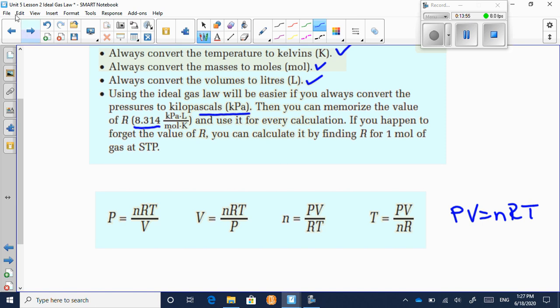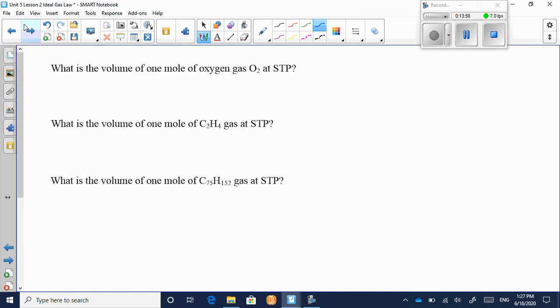Okay, we're going to try a sample question in a second, but before we do, I want to just revisit one last topic. Basically, the question I'm asking here is, what is the volume of 1 mole of oxygen gas? Well, that's interesting because I know my equation for volume is V is equal to nRT over P. That's just rearranging the PV equals nRT.